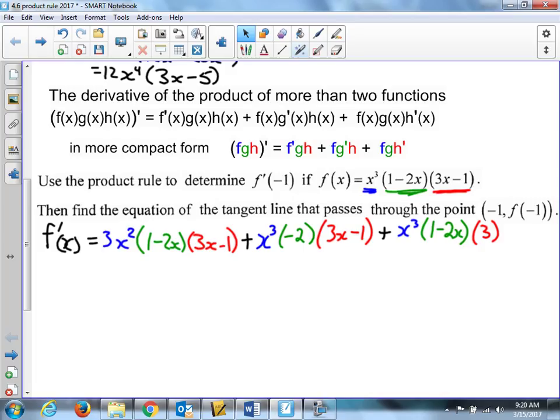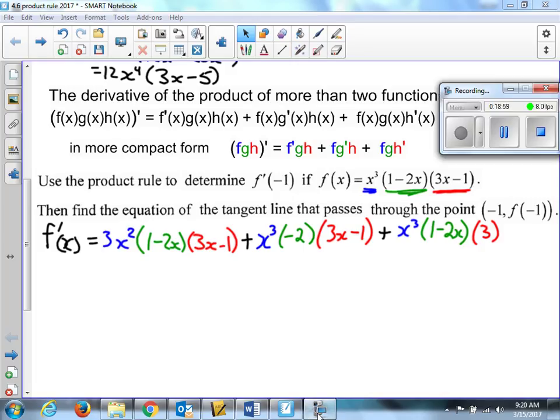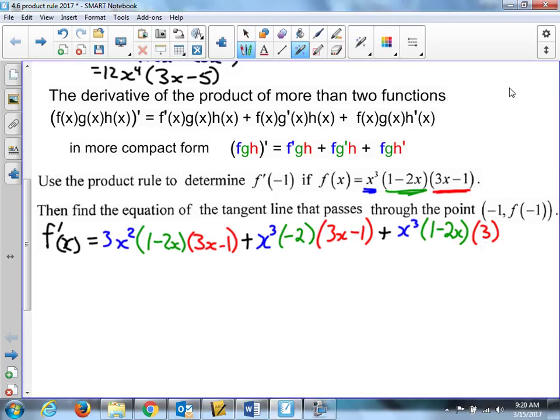Now I'm stopping here for a second. You guys good at this? There's no need to simplify this. Don't group like terms if you're not asked. I just want to evaluate. And I'll tell you the truth, you're better off evaluating from this form than trying to simplify this. So I just throw in -1 now. I want f prime of -1, anywhere there's an x.